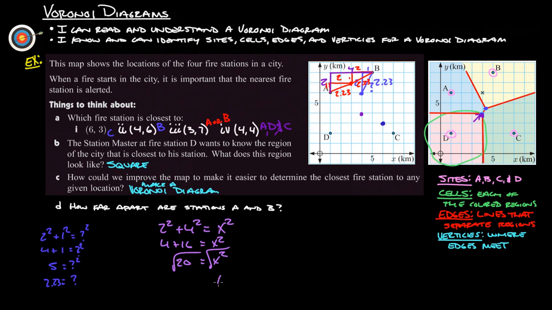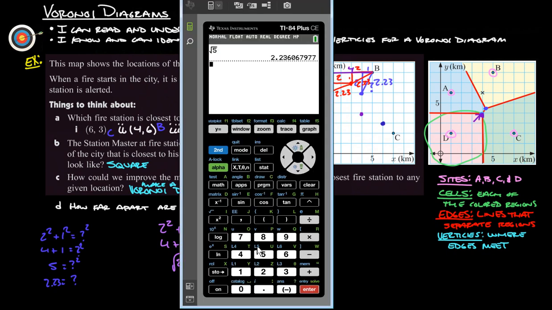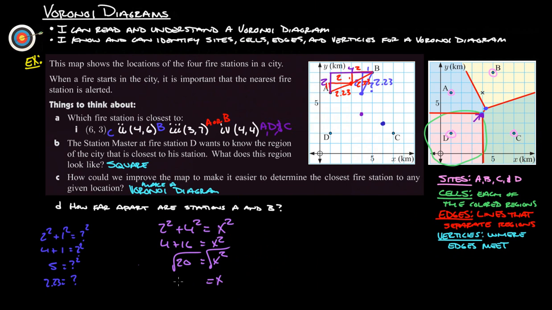So we take the square root of both sides to figure out our distance, and we do square root of 20, and we get 4.47. Does it say what the units are? It doesn't say. So 4.47 units, whatever they're doing, miles, kilometers, feet, I don't know. I'm pretty sure it's not feet, but anyway.